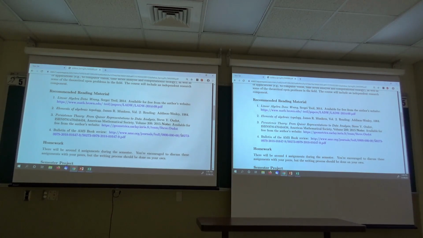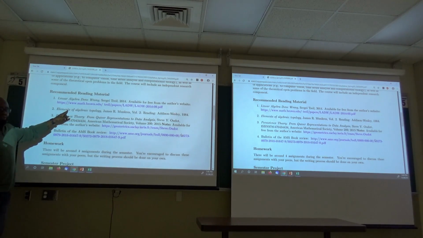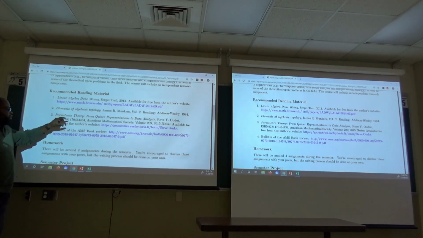The first one, as I said, is the Linear Algebra Done Wrong book by Treil, the first chapter at least. There's a second book, Elements of Algebraic Topology by Munkres. People that perhaps are in the math department have seen this book before. It's a super, super friendly book. So if you can get it, it will be super useful.